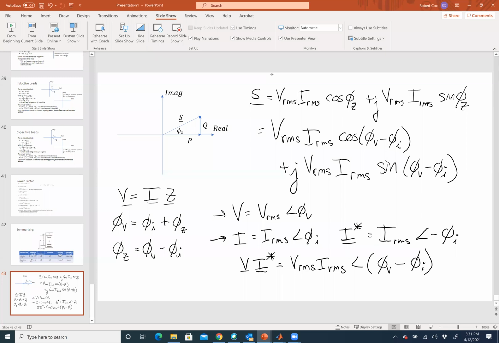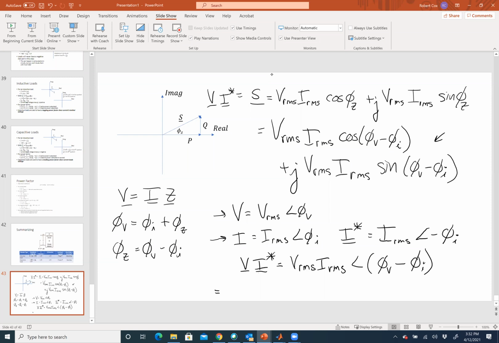Yeah, because I'm adding the angles. It's V times I conjugate, and I conjugate has an angle of negative phi I. So I'm adding the angle of the voltage plus the negative angle of the current. If I expanded this out into its real and imaginary parts, what would that equal? One term would be a cosine, one term would be a sine. That's the same as complex power, isn't it? So that means that this S is also V times I conjugate.